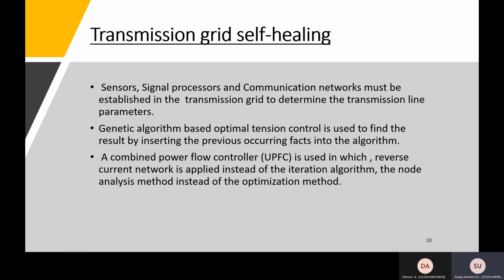The second one is a power flow controller, in which we use a reverse current network instead of an iteration algorithm, and a node analysis method instead of an optimization method.